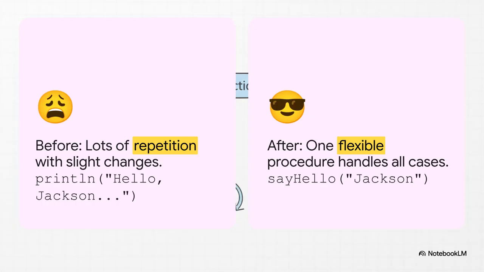This is a perfect example of what I'm talking about. Look at the before on the left. It's the same problem all over again, right? We're writing basically the same line 3 times, just changing the name. But now look at the after on the right. One clean, elegant procedure called say hello that handles all 3. The secret? We found a way to pass in that one little piece of information that changes each time.